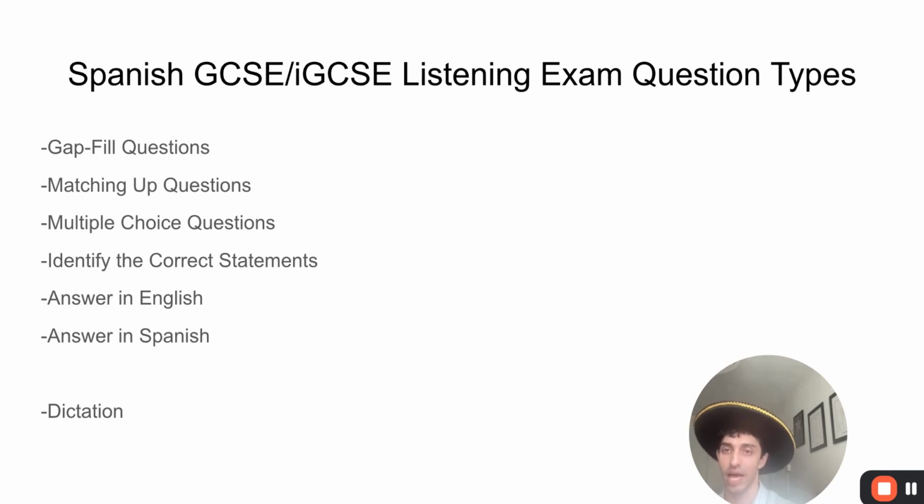And those include gap fill questions, matching up questions, multiple choice questions, questions asking you to identify the correct statements, questions where you've got to answer in English, questions where you have to answer in Spanish, and at the bottom there, all on its own, the dictation task.